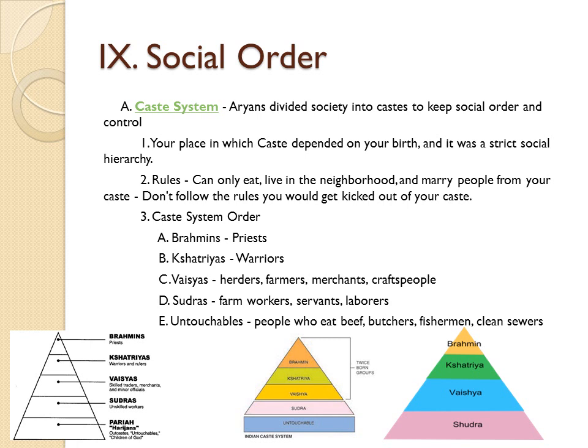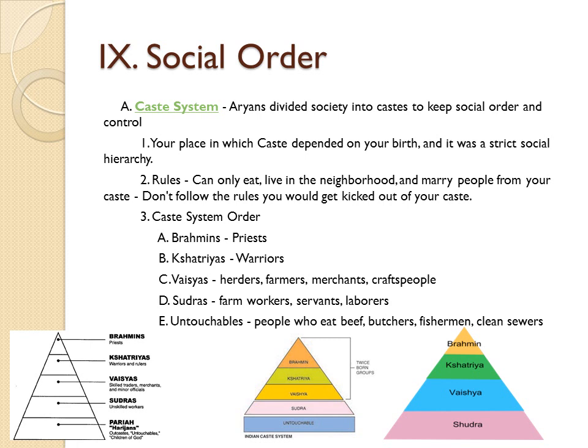So here are some of the rules. And imagine living in a place like this. You can only eat, you can only live in the neighborhood, and you can only marry people from your caste. If you don't follow the rules, you get kicked out of your caste. So here's the order. At the very top are the Brahmins or the priests. They're at the very top.